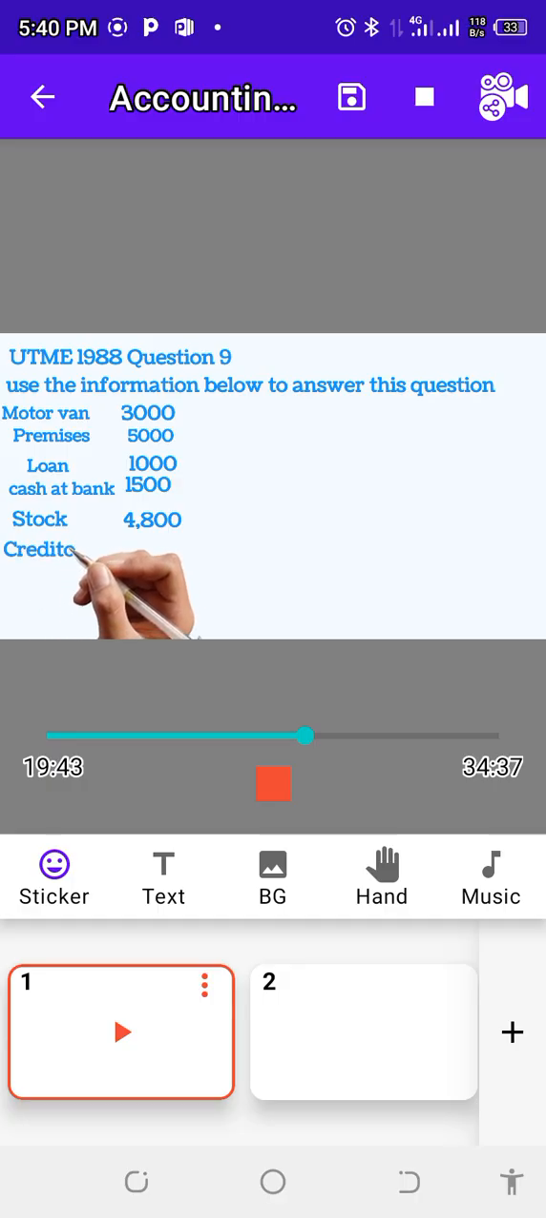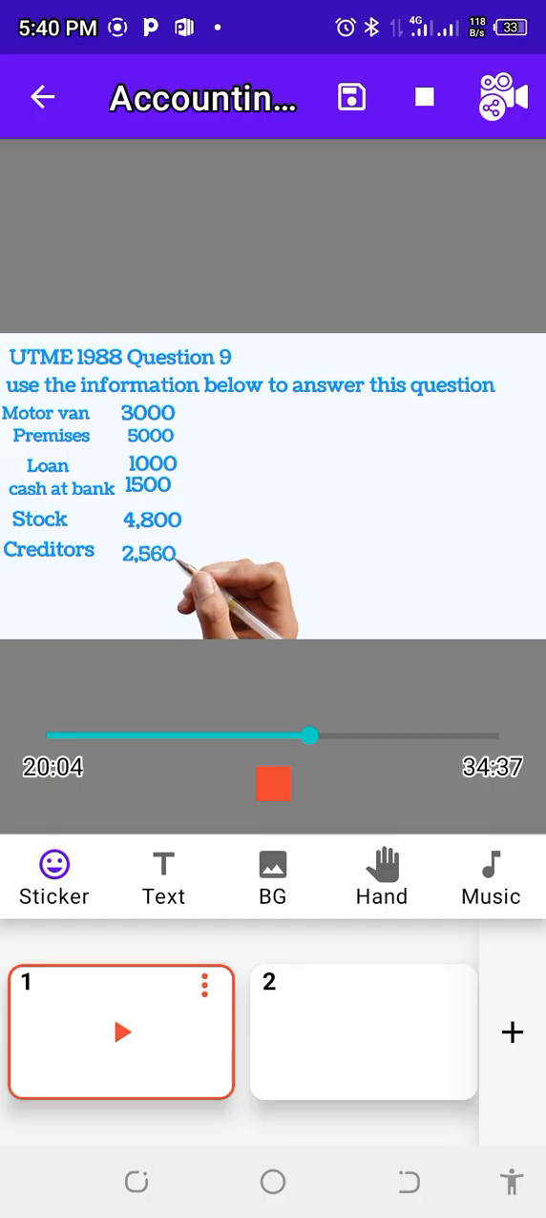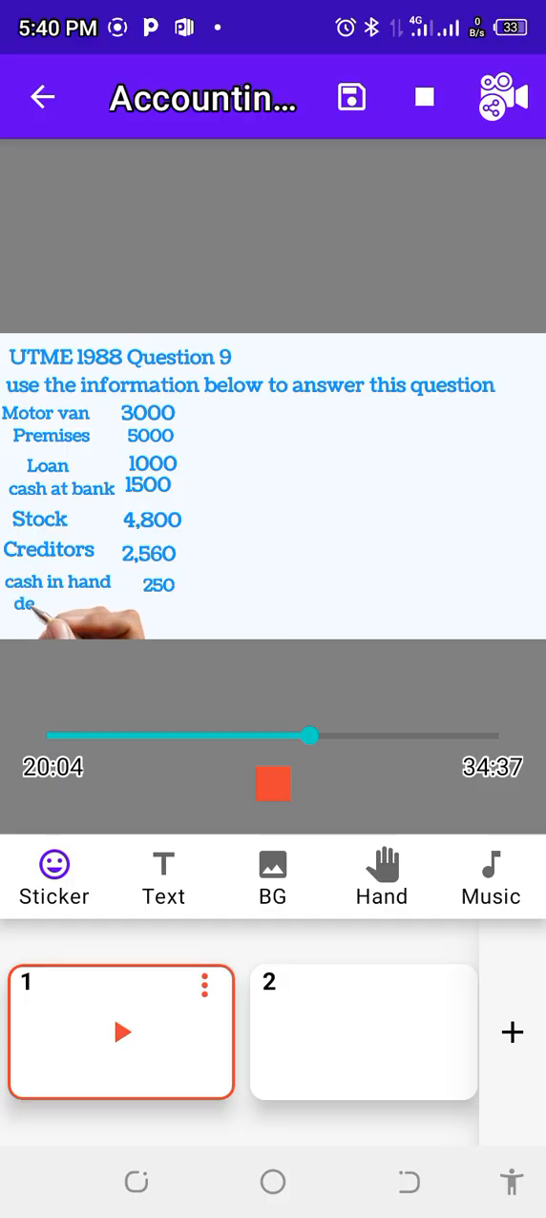Creditors, we have 2,500. Cash in hand is 250. Debtors is 6,910. What are we calculating? Calculate the capital. We are calculating the capital.